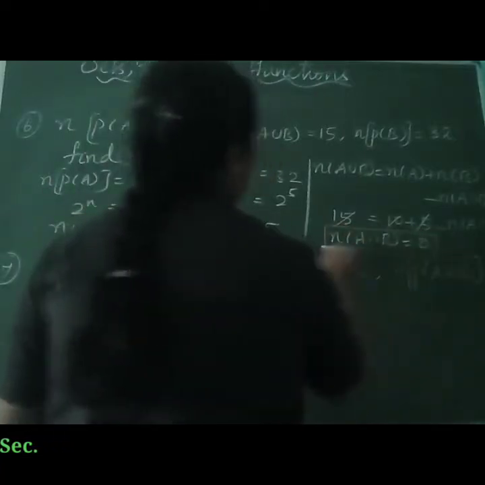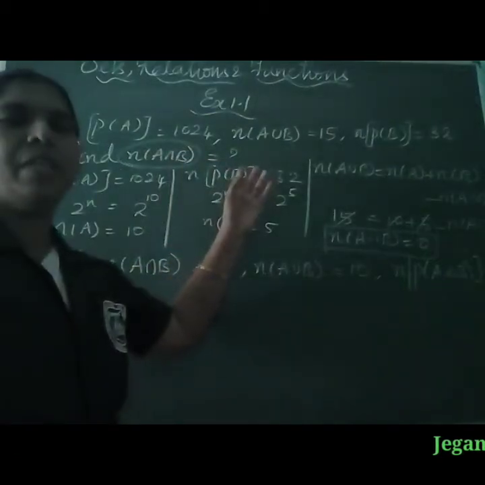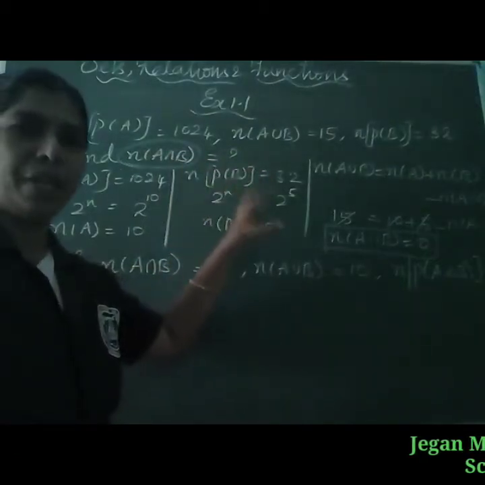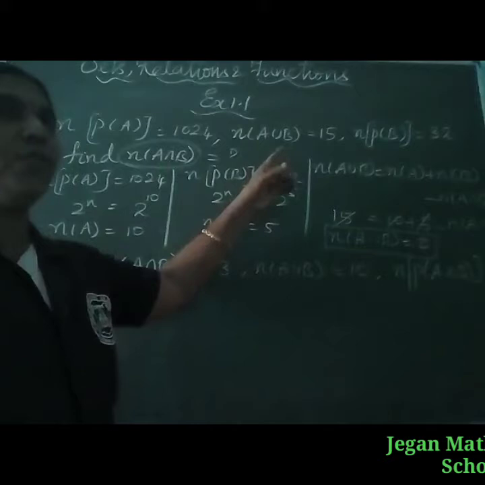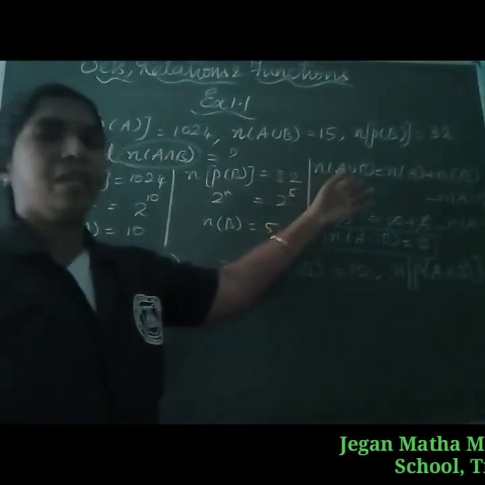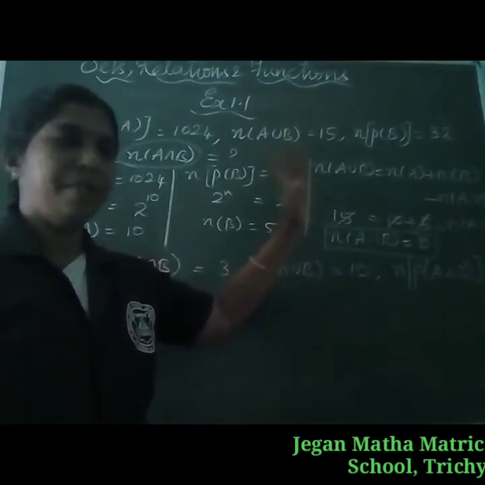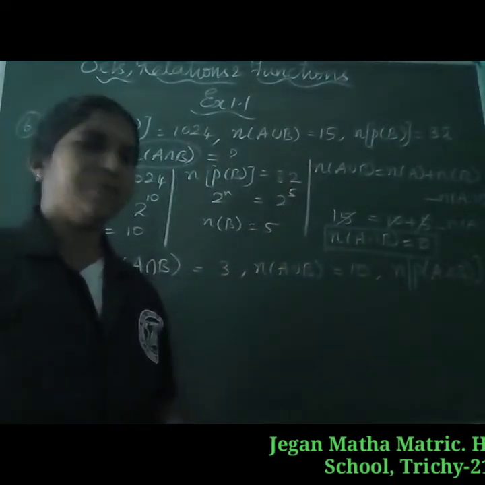So with the given value, if n(P(A)) is given, with that we have to find out the value of n(A) as well as n(B). Then substitute in the formula n(A union B) equals n(A) plus n(B) minus n(A intersection B). We are getting the answer as 0.